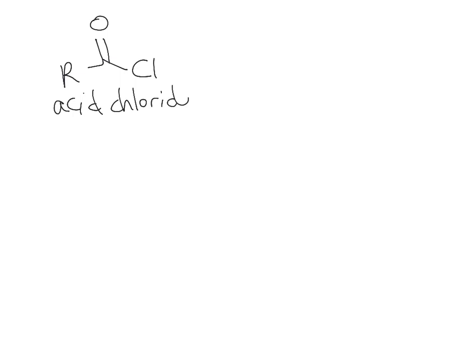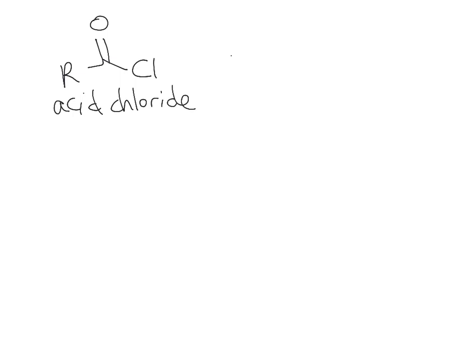Today we're going to start chapter 22. In chapter 22 we're going to talk about our carbonyl or acyl groups bonded to electronegative atoms. So here are the examples of what we're going to talk about. This first one is called an acid chloride because it's derived from a carboxylic acid, but it has a chlorine.